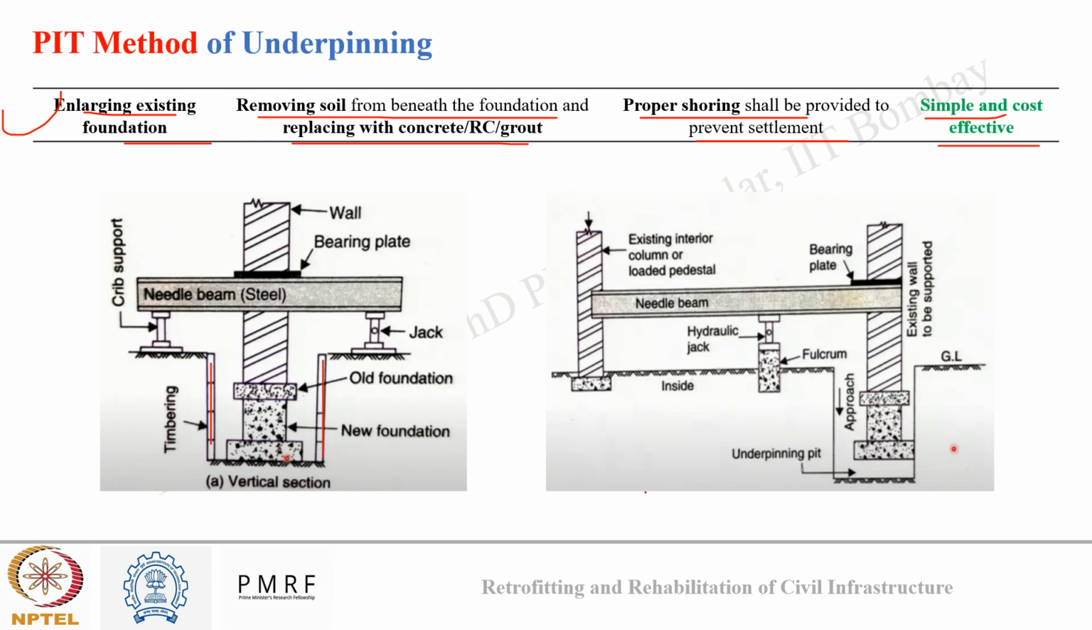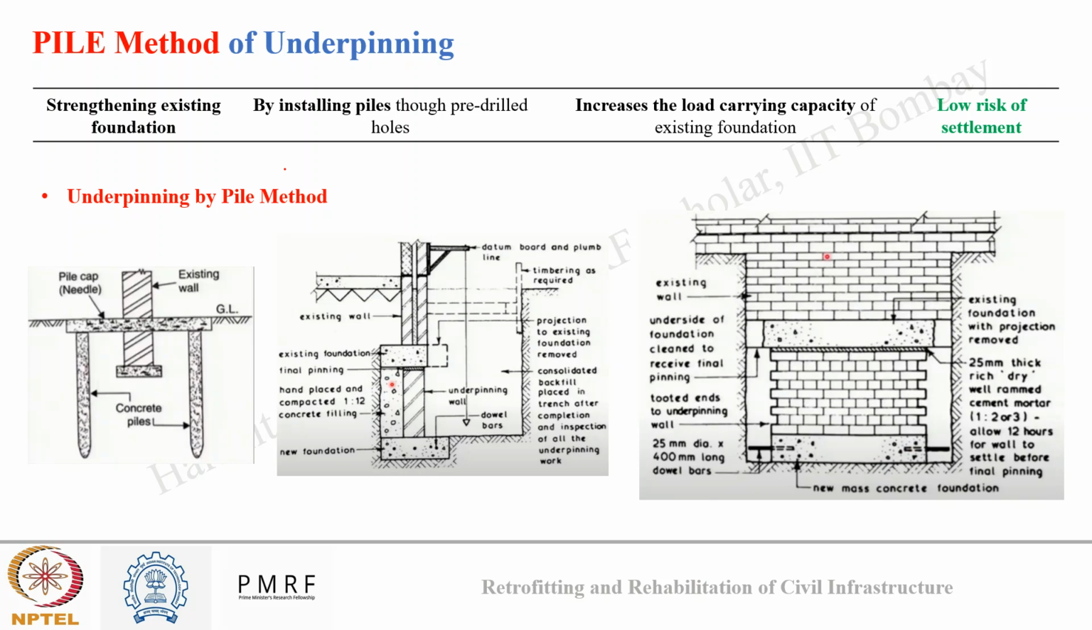Okay. The same thing is done in the second image also. However, this time the support came from a cantilever needle beam extending till the nearby column, with a hydraulic jack in between. Okay. So this is how the pit method of underpinning is carried out. Now, in the pile method of underpinning, the method consists of strengthening the existing foundation by installing piles through pre-drilled holes, and these piles increase the load carrying capacity of the existing foundation.